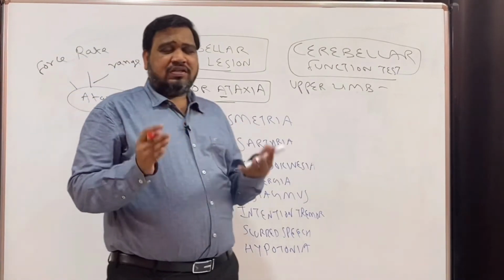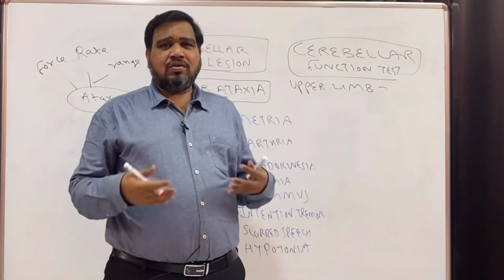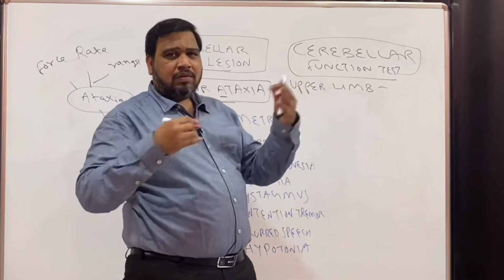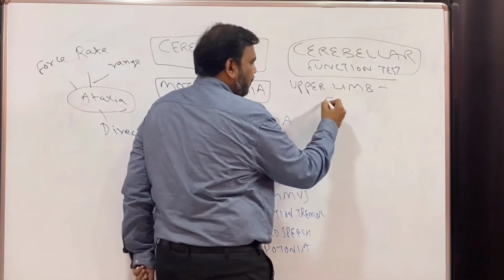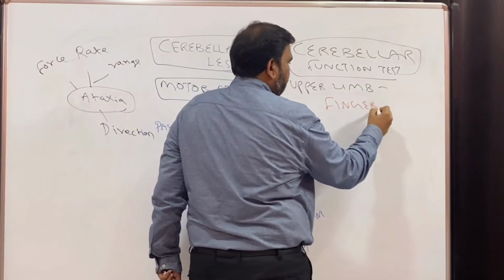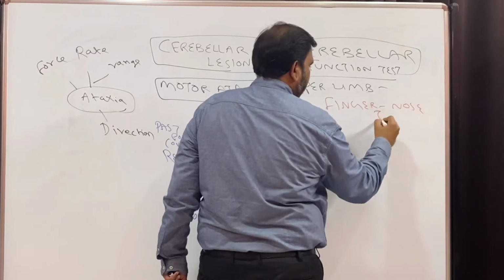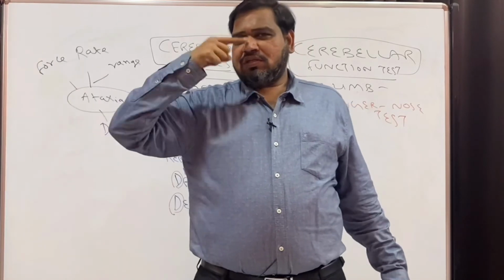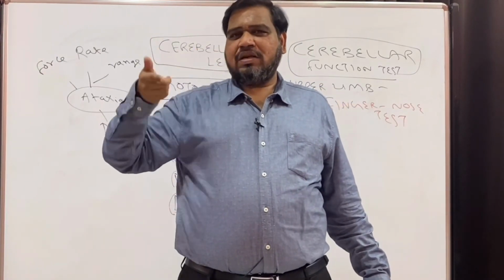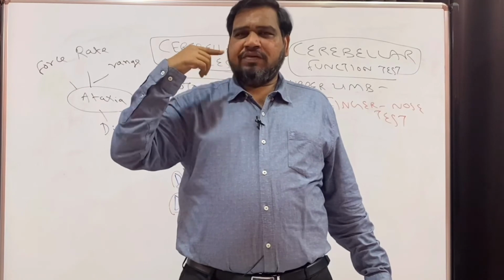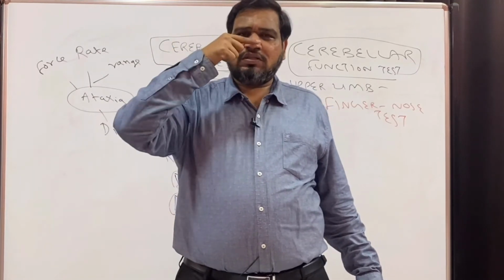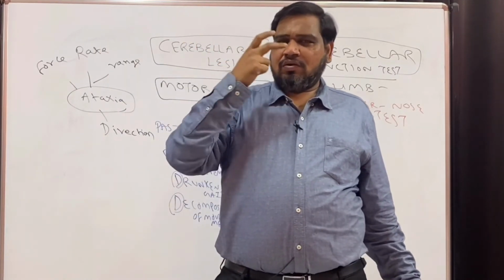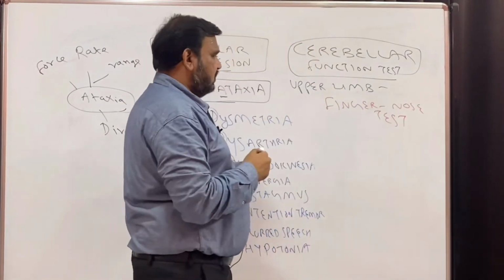Now coming to cerebellar function tests. There are some tests to check whether your cerebellum is functioning normally or not. We can divide them into upper limb and lower limb. In the upper limb, I already discussed the finger nose test, which I will do on both hands. Ask the patient to touch his nose with his own finger. Since his cerebellum is normal, he will be able to do it. If the cerebellum is not normal, he will not be able to touch, and there is a possibility of past pointing, or he will not be able to touch the tip of the nose with his finger. That is the finger nose test.